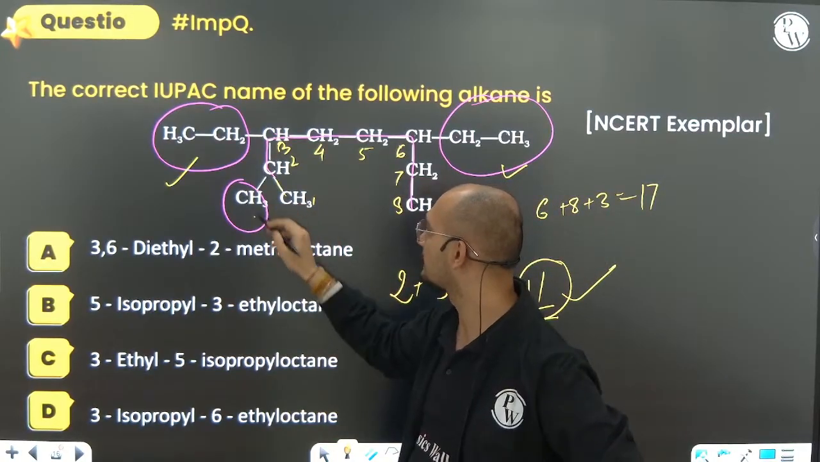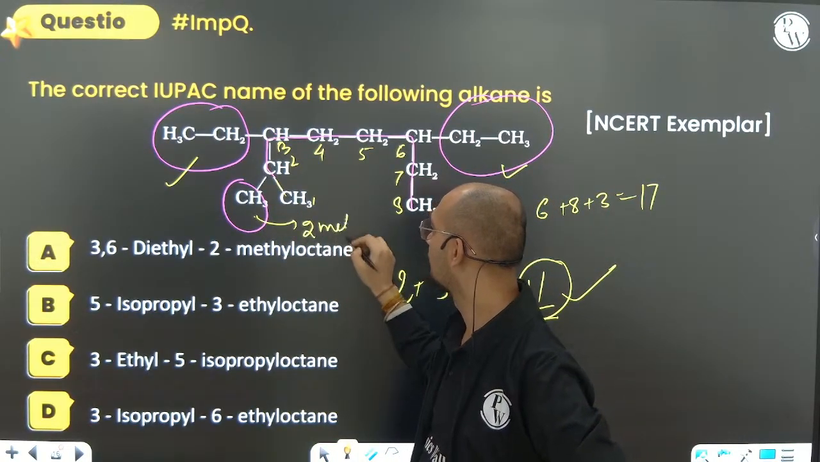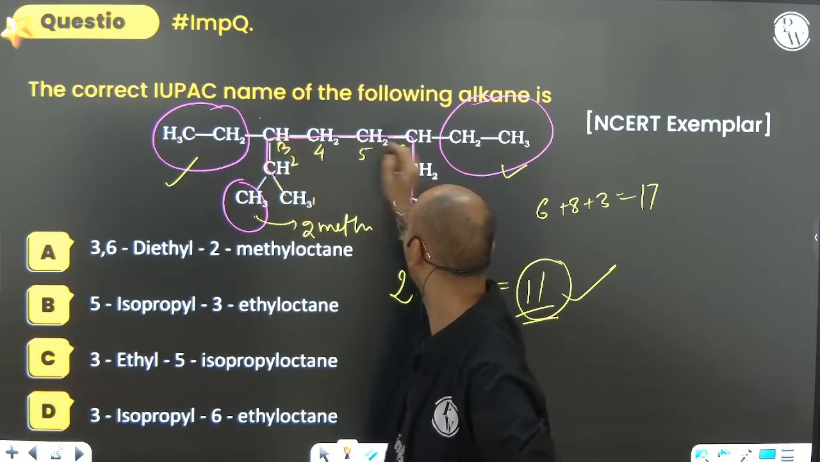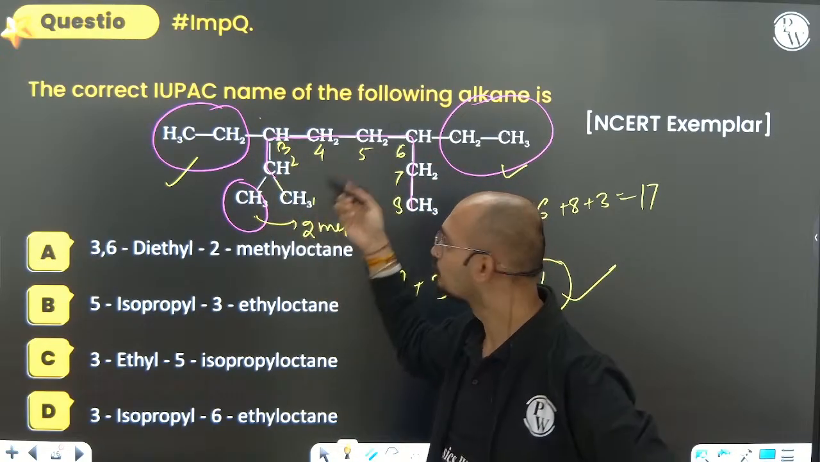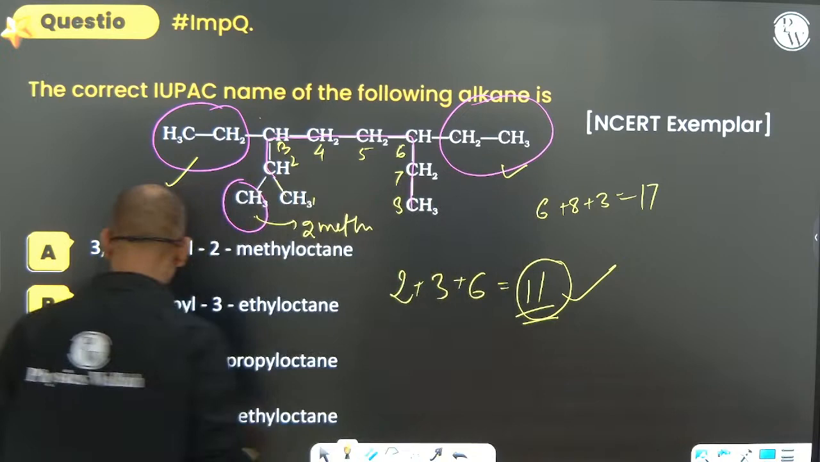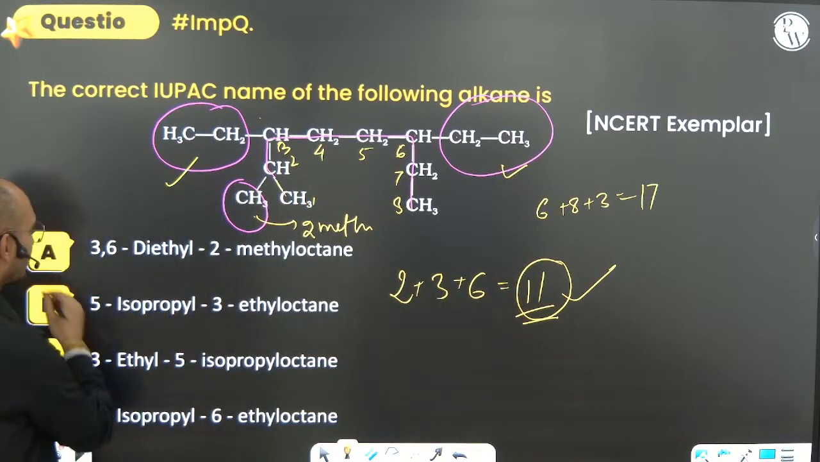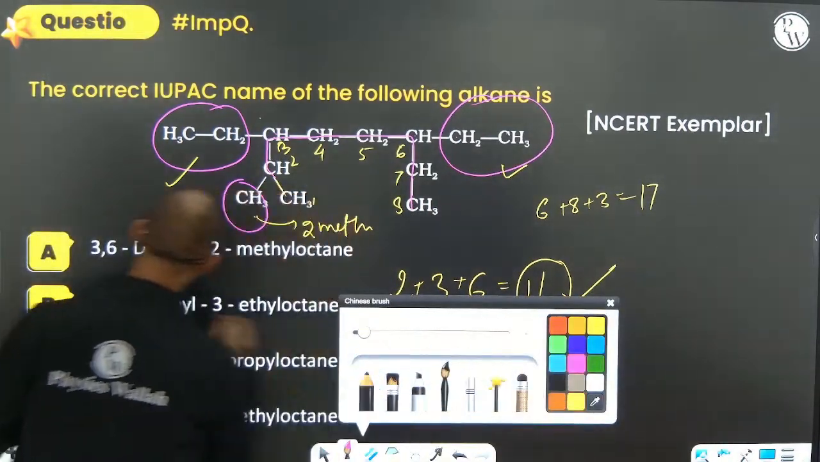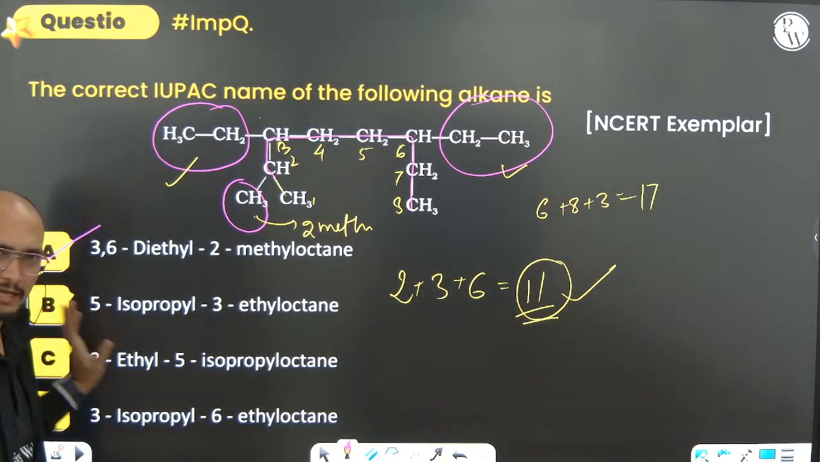So 2-methyl is there, and 3 and 6-diethyl is there. So 3,6-diethyl 2-methyl octane is the correct option. Any doubt? I hope not. There is no doubt. Any difficulty?